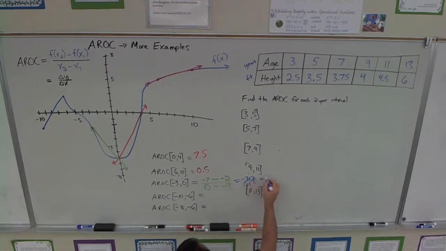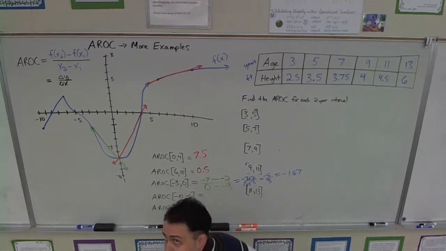2 minus 7 is negative 5. 0 and 3 is 3. Negative 5/3 is a negative slope, just like we were expecting. And I think it's pretty steep, isn't it? Isn't that like negative 1.67? Which is pretty close to what the red was going up. So that totally makes sense, I think. Okay?